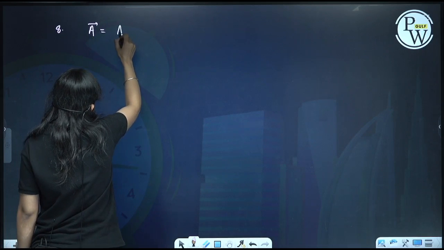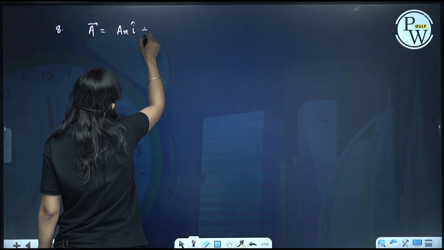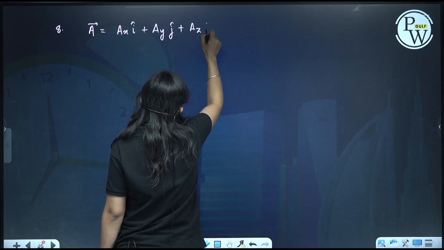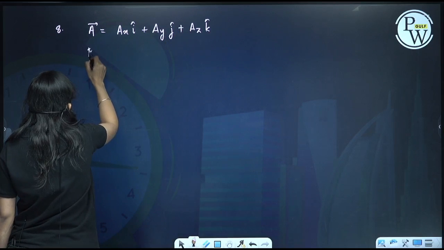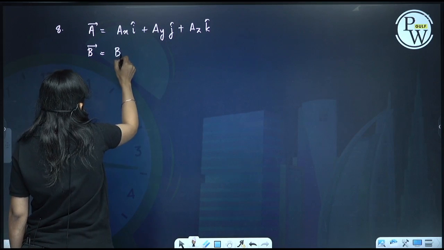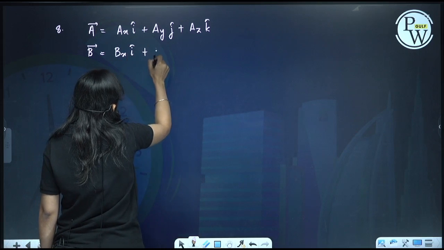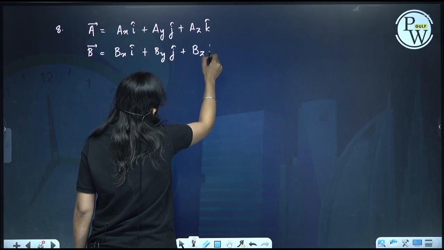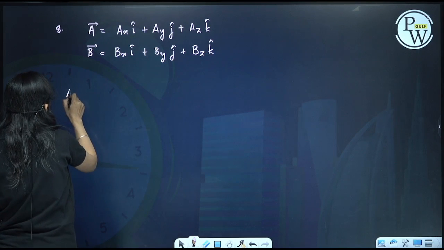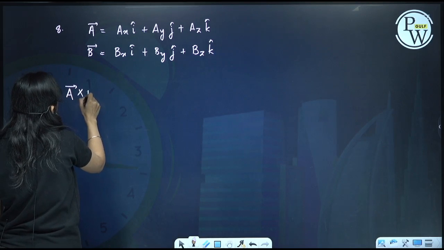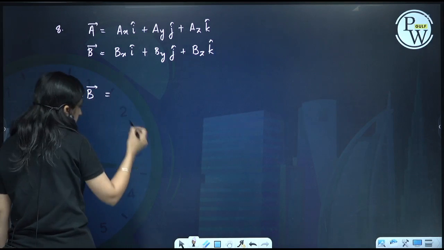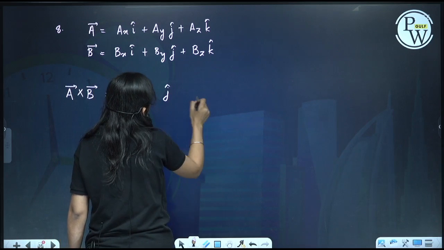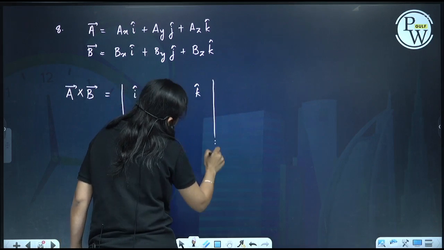Okay, a vector is given as ax i cap plus ay j cap plus az k cap, and b vector is given as bx i cap plus by j cap plus bz k cap. Now I want to find a cross b. Then a cross b can be found by the determinant method.